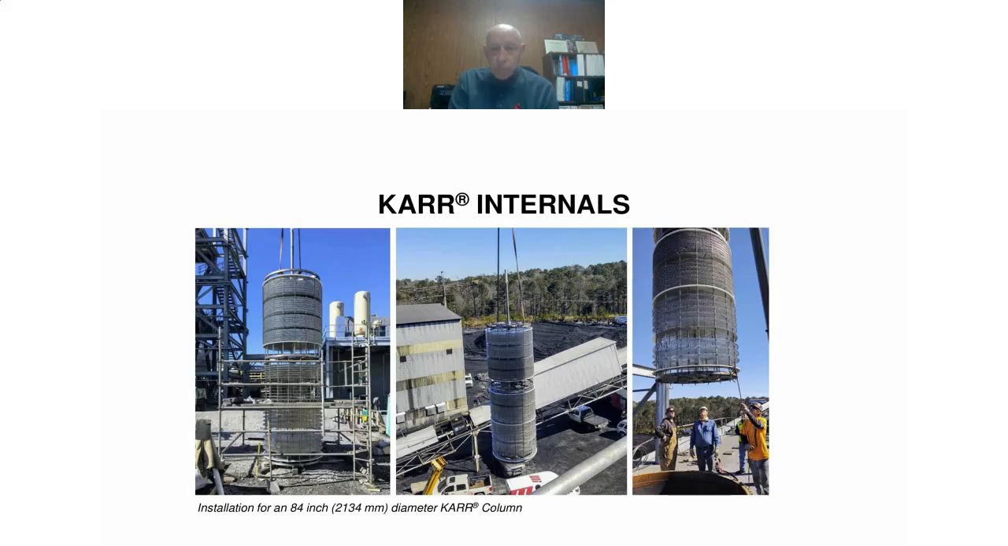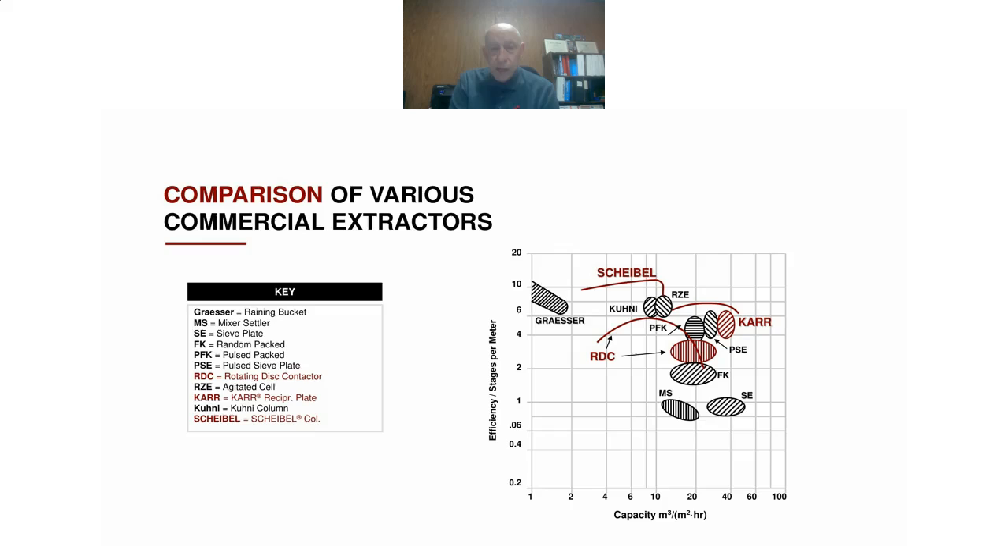This is another plate stack we recently installed into a column. This, in fact, was the largest diameter plate stack we've ever built, and this was for an 84-inch diameter column. And if you look closely, you can see we varied the plate spacing throughout that, because the hydraulic behavior was changing throughout that column. So when we tested this, we learned how to space the plates correctly to get the best kind of efficiency out of that column.